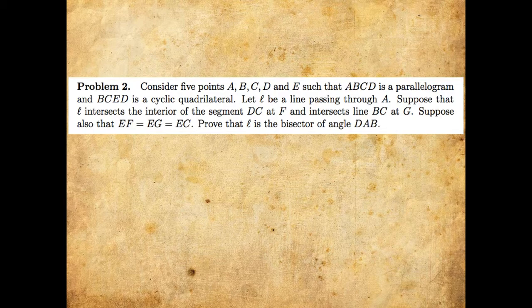For example, consider 5 points A, B, C, D, and E such that ABCD is a parallelogram and BCED is a cyclic quadrilateral. So after you read this problem, you should be able to draw some constructions of it. Let L be a line passing through A. Suppose that L intersects the interior of the segment DC at F and intersects line BC at G. So you have two diagrams right now, a parallelogram and a cyclic quadrilateral.